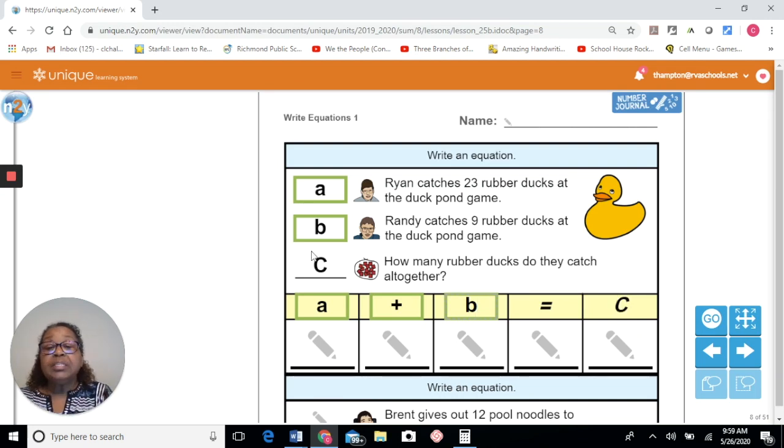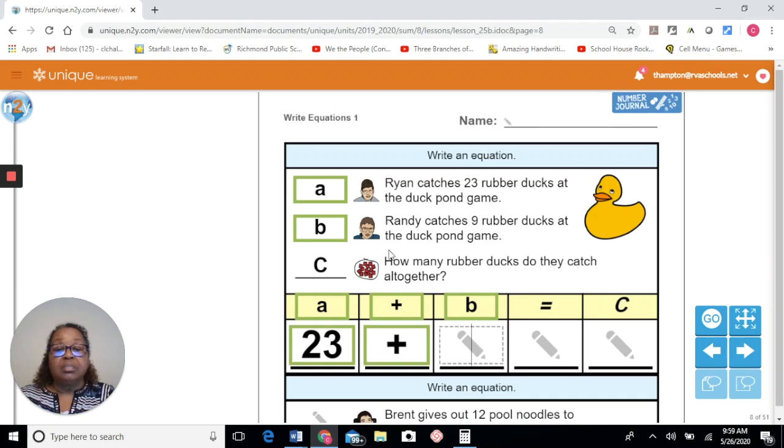So what is the number A? A is 23. So let's key in 23. That's A. Plus, we bring down our operation. Very important. B. Randy catches 9 rubber ducks. So B is what? 9. Okay. C is how many rubber ducks do they catch all together?